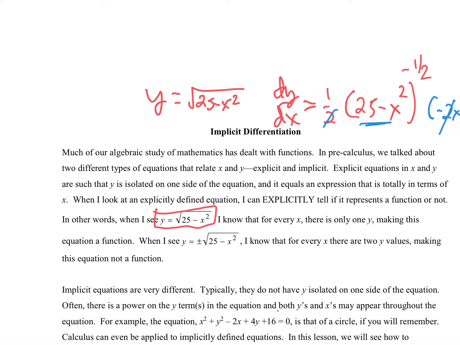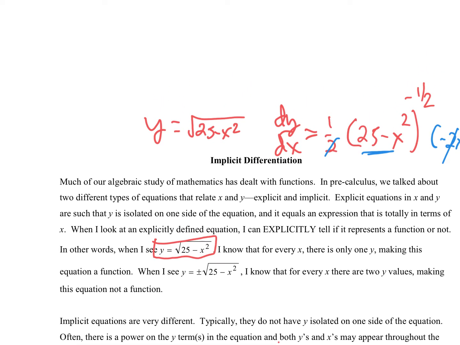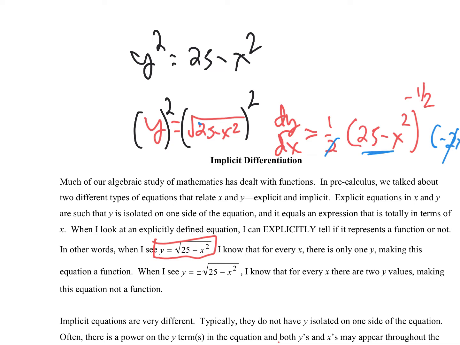And FYI, you should know from pre-cal, this was an equation of a circle. How do I know? Because what if I square both sides to cancel out the square root? Y squared is 25 minus x squared. Put the x squared on the other side. X squared plus y squared is equal to 5 squared, which is the equation of a circle centered at 0, 0 with the radius of 5.